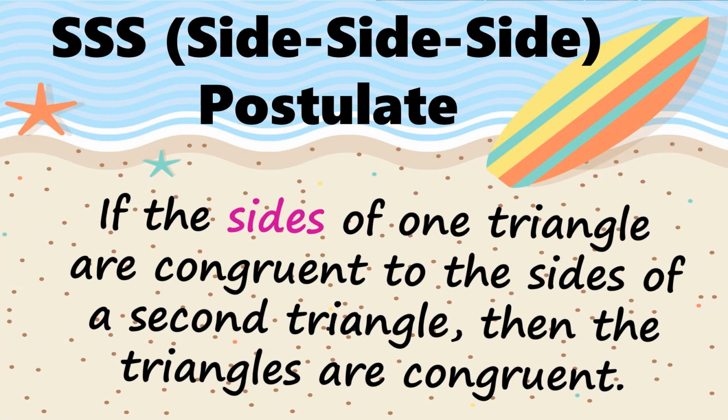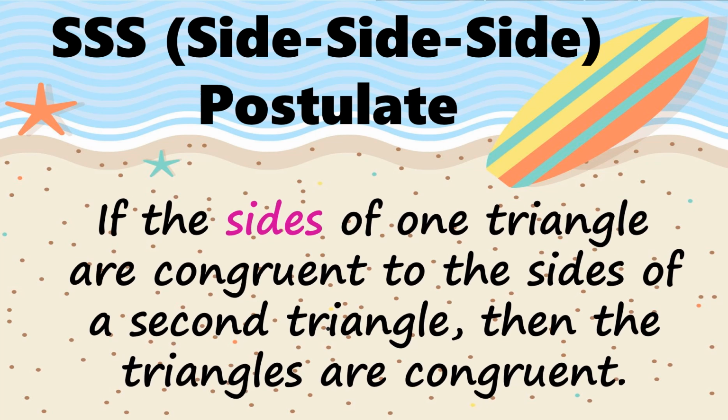We have SSS, or side-side-side postulate. If the sides of one triangle are congruent to the sides of a second triangle, then the triangles are congruent. Let's have an example for this.